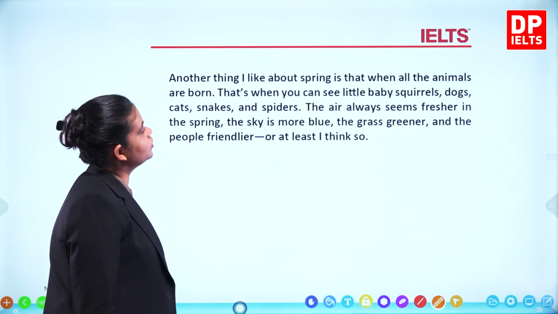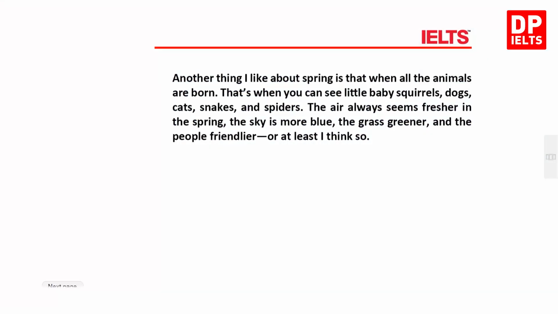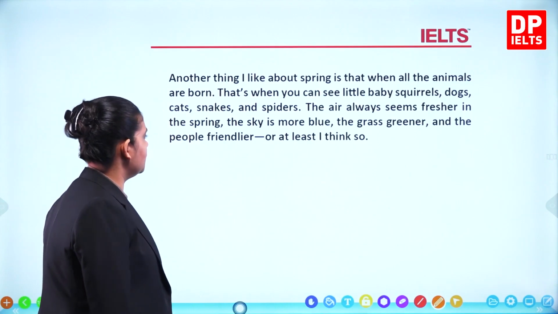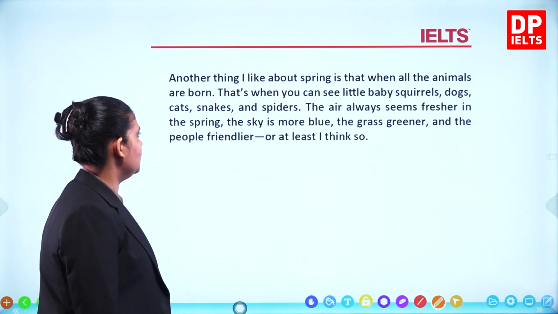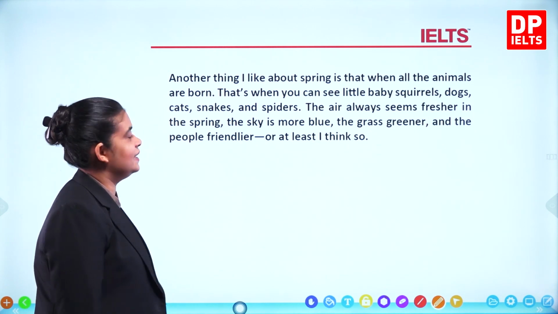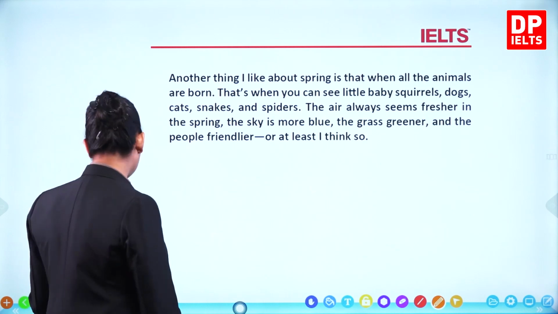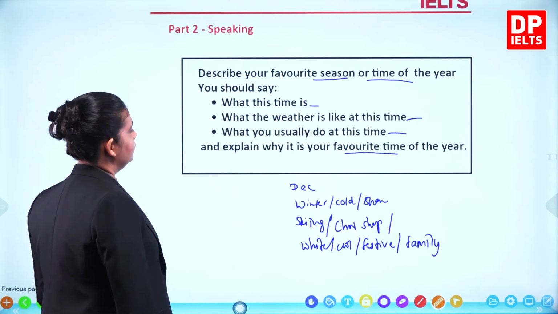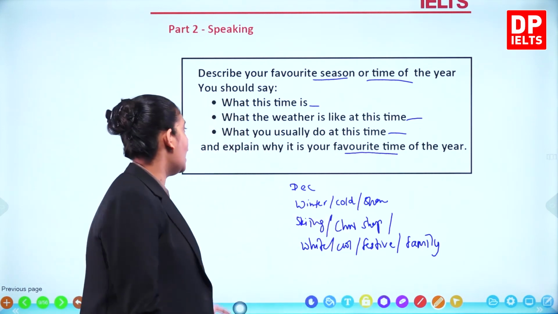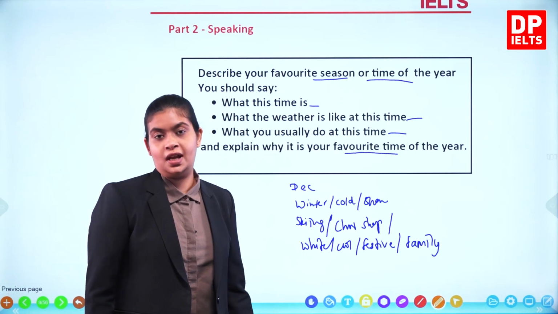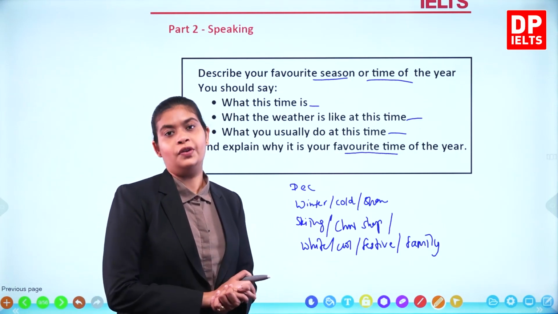Another thing I like about spring is that all the animals are born, right? That's when you can see little baby squirrels, dogs, cats, snakes, and spiders. The air always seems fresher in the spring. The sky is more blue, the grass is greener, and the people friendlier, or at least I think so. So these are some of the things that the student does during that specific time, and why it is a favorite time of the year, merged together.